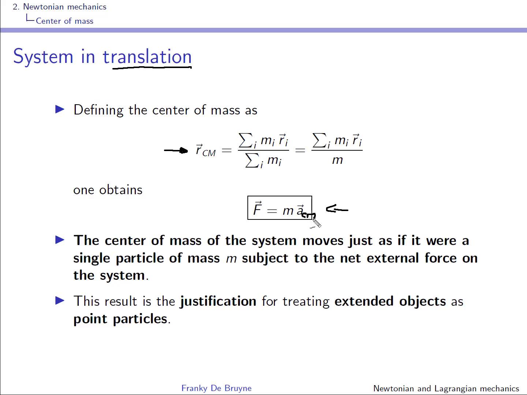So the idea is that the center of mass of the system moves just as if it were a single particle of mass m, where m is the sum of all masses, and that it is subjected to an external force that is the sum of all forces that are influencing all particles, right? And this is the justification for treating extended objects as point particles, as we very often do.